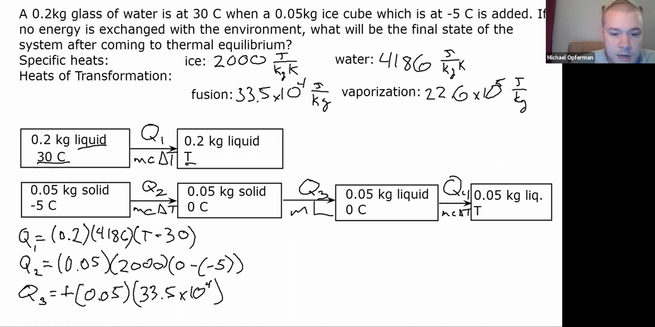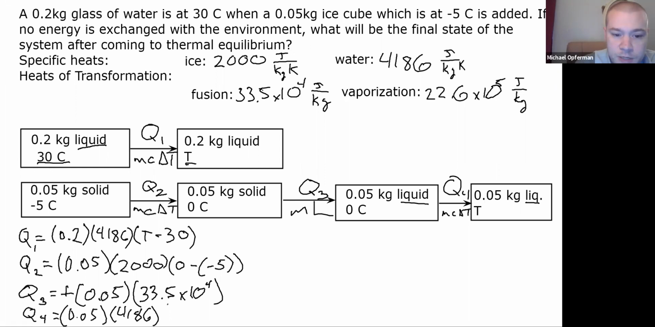And then let me see, can I squeeze Q4 in at the bottom? Q4 is an MC delta T. The M, once again, is 0.05. The C is going to be the C of ice. No, sorry, the C of water. Look, I have liquid water there. So that's going to be 4186. This is where the chart comes in handy. You can see it's pretty easy to get confused here.